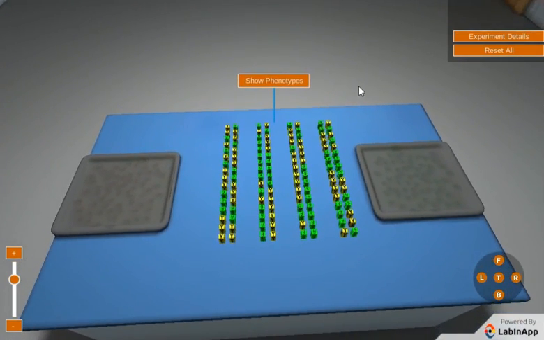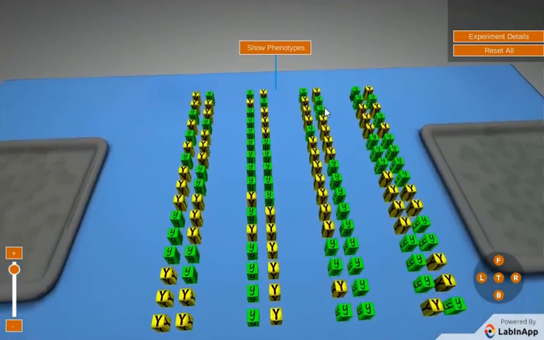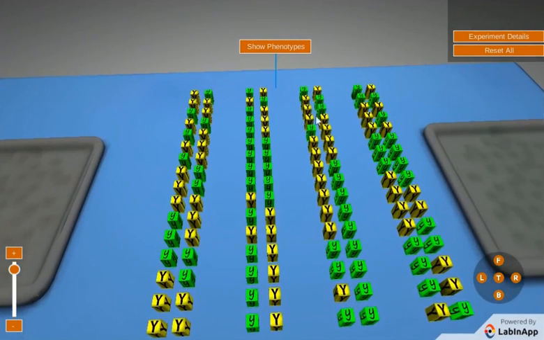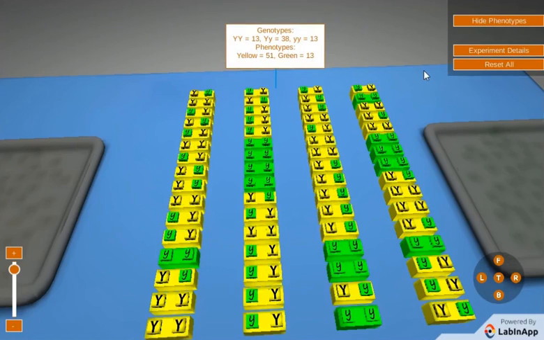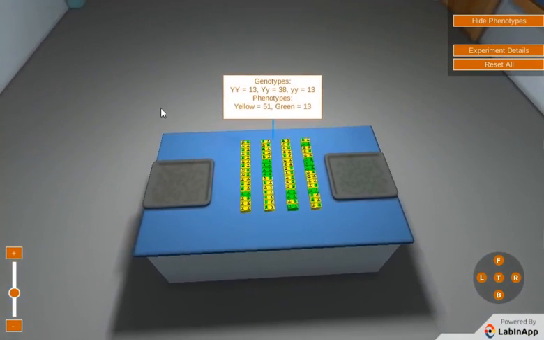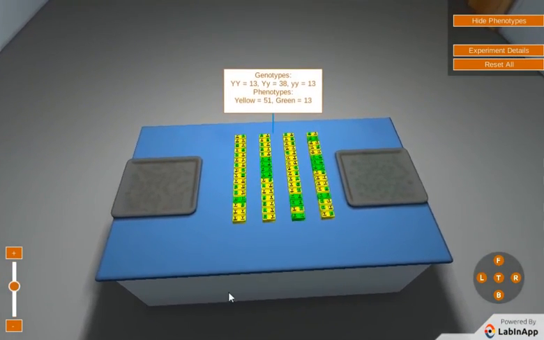Note the genotype, that is, YY, Yy or yy, of each pair and their possible phenotype. And then click on Show Phenotypes to see the number of genotypes and the number of phenotypes and their ratios. Click on Reset All to repeat the experiment and verify the law of segregation.